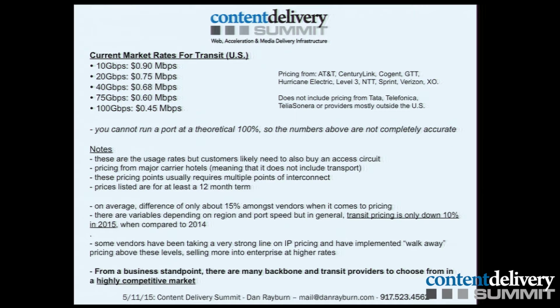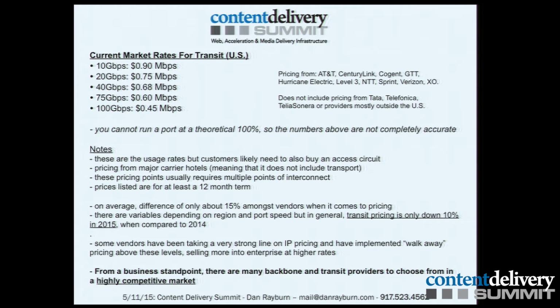This is also pricing that's typically based for 1 year, sometimes 2-year terms. This pricing does not include things like access circuit, doesn't include transport. It also usually requires multiple points of interconnect. So again, a customer that's buying transit in multiple cities and multiple locations.